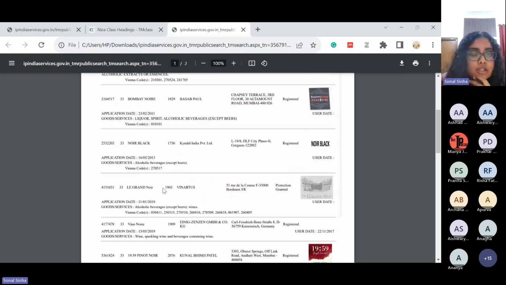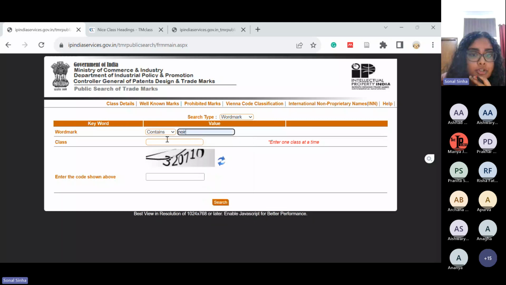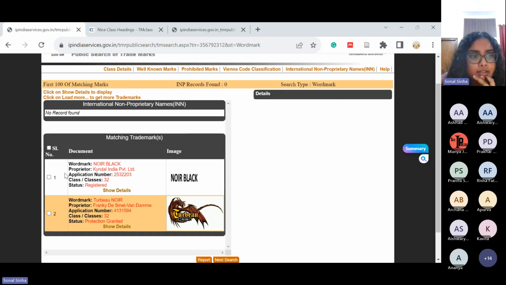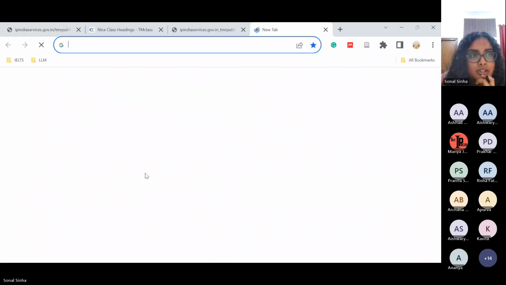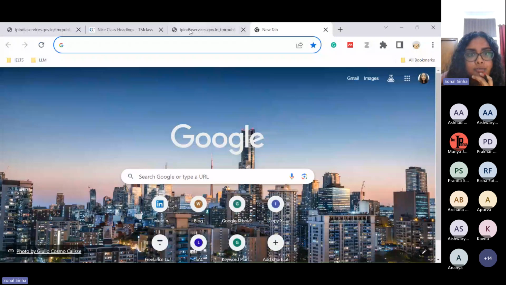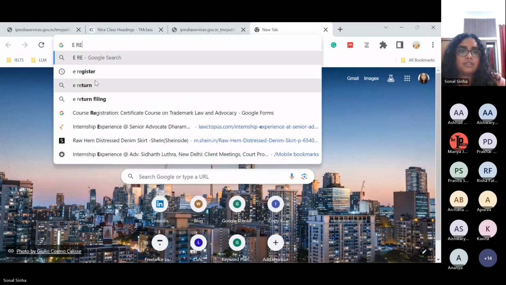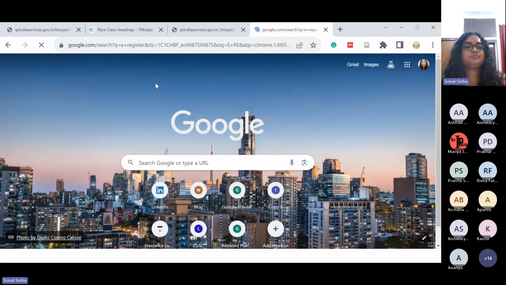Now, again, we can also conduct a search in class 32 because that is an ancillary class, right? You'll notice that a lot of marks that we found in 33 will show up here along with further marks, hopefully. See, Noir Black. This one seems to be a highly problematic mark. So let's have a look at it, because chances are that this one would be a big issue later on.